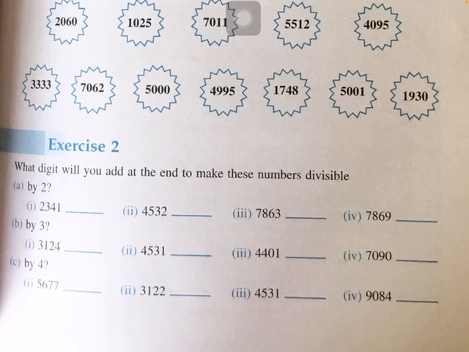In exercise 2 you can see the question: what digit will you add at the end to make these numbers divisible by 2 in A, by 3 in B, and by 4 in C? In A you can see 4 different numbers, different questions are given there. So we have to add a digit to make the number divisible by 2 in A, by 3 in B, and by 4 in C. Now I'll teach you how to solve this type of question today, okay?